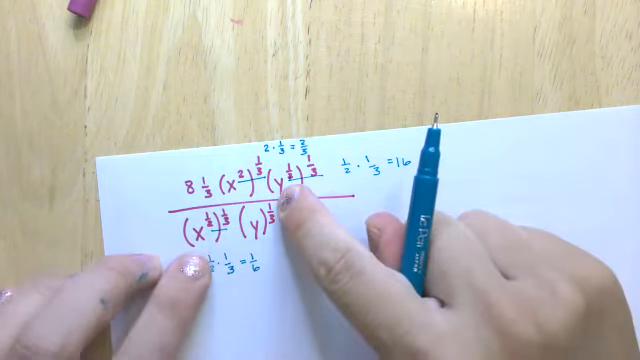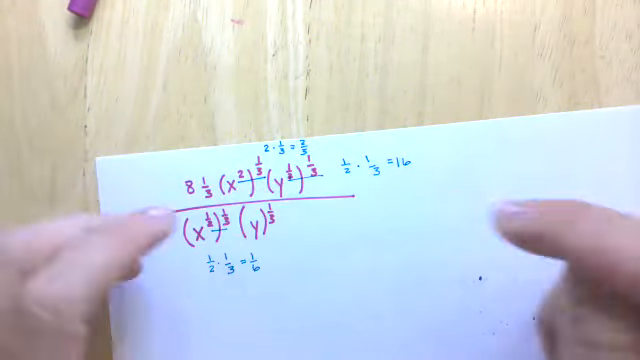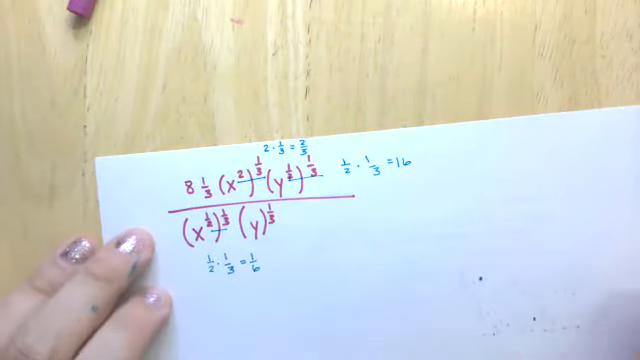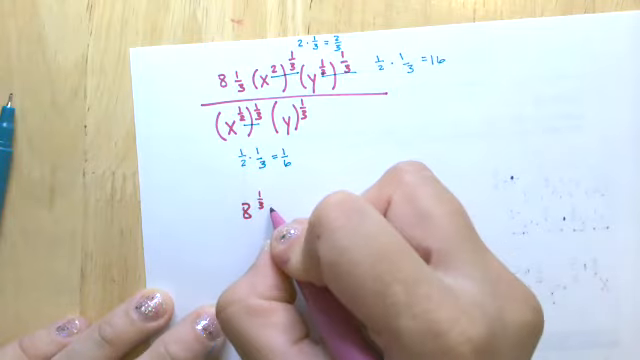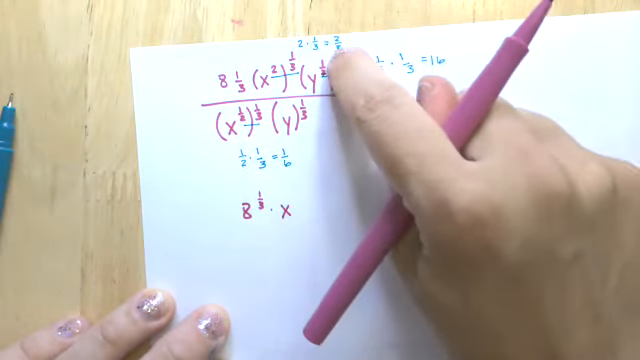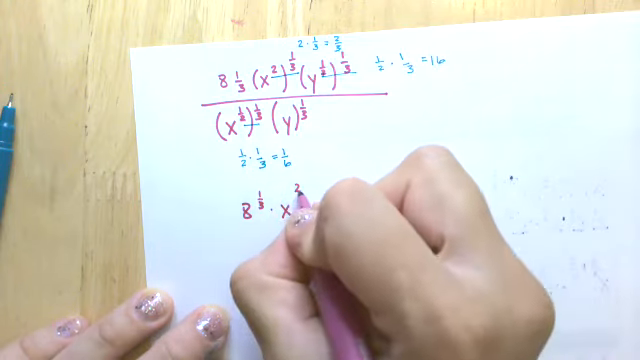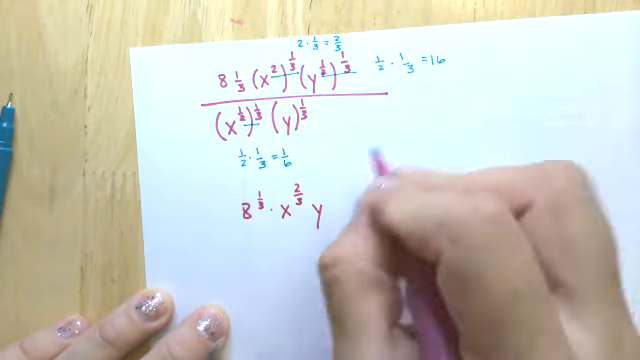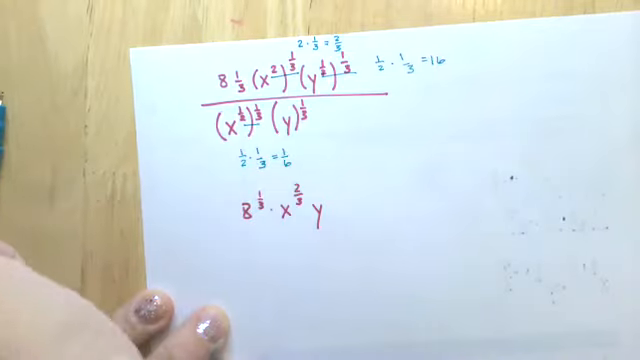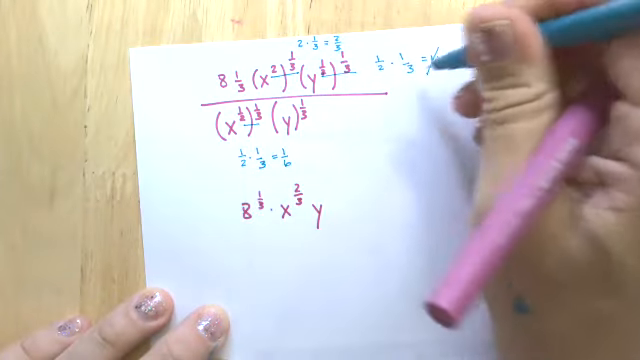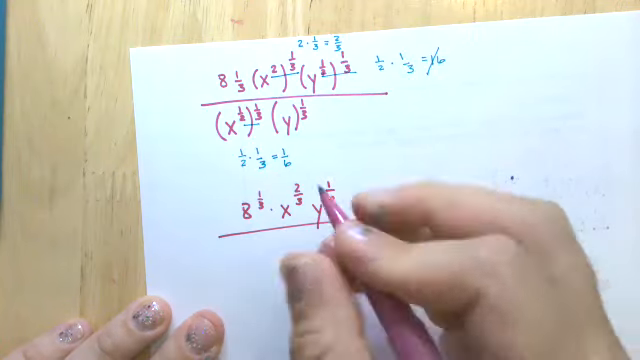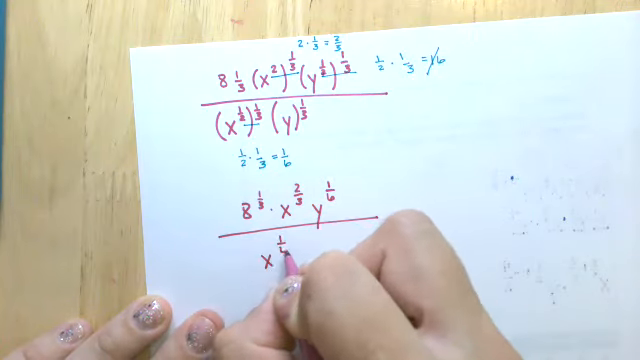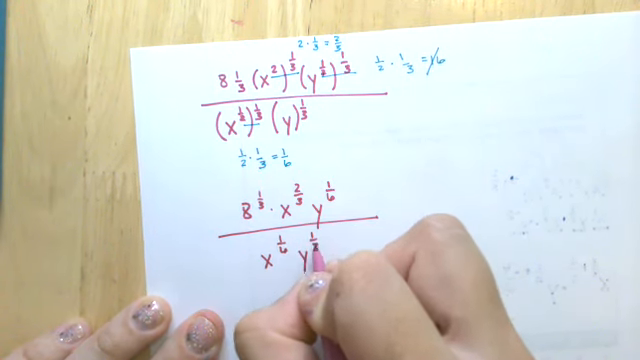So because we have one inside and one outside the parentheses, you're raising the exponent to another exponent, so you're multiplying them. So I'm going to rewrite it. 8 to the 1/3 times x. x is now to the 2/3 times y to the 1/6, sorry, over x to the 1/6. The y is to the 1/3.